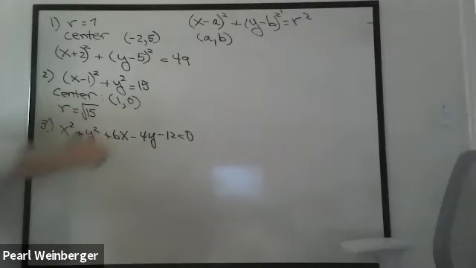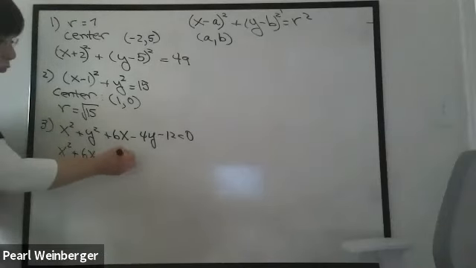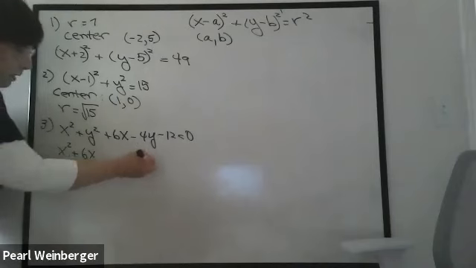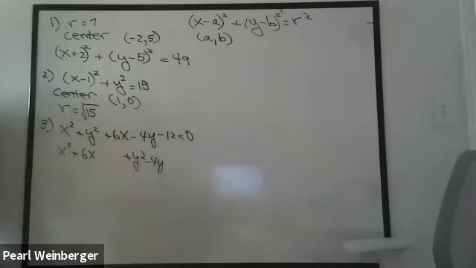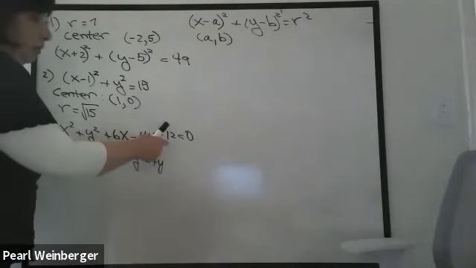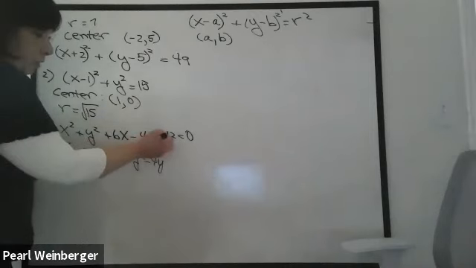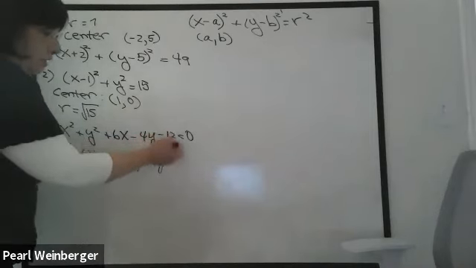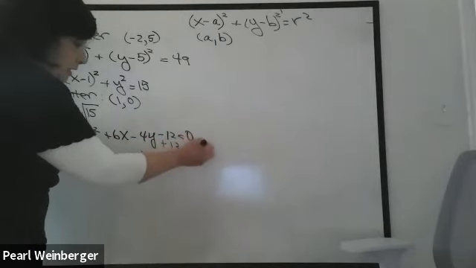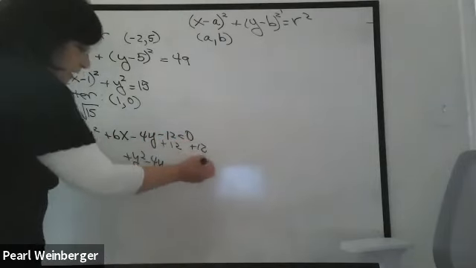But this is not in standard format. So what we have to do is put this in standard format. And the way we do this is, number 1, we collect all the x terms. So we put the x squared and the 6x next to each other and leave a space. Then we collect the y terms. So we have a y squared minus a 4y. We also leave a space. And any number that doesn't have either an x or a y, in other words, any constant number, we just bring to the other side. So since this is minus 12, I'm going to have to do plus 12 to both sides. And this will give me 12 on this side.